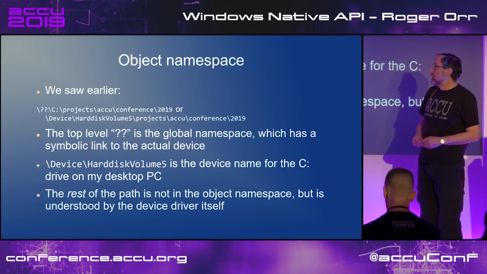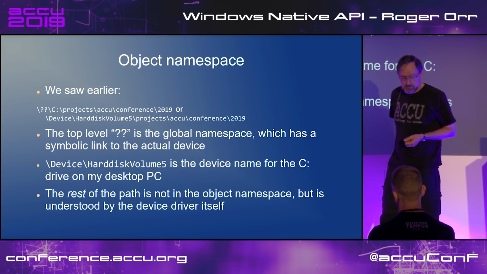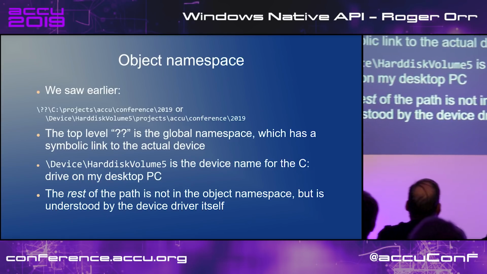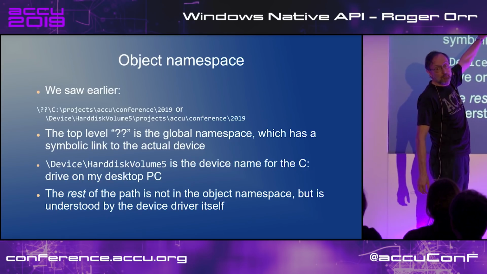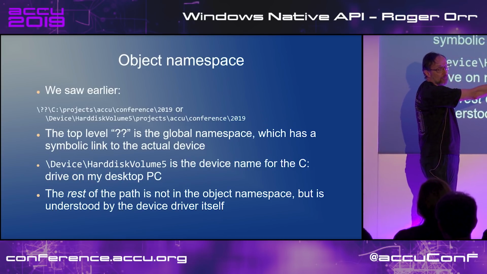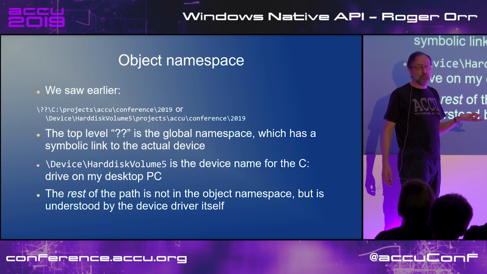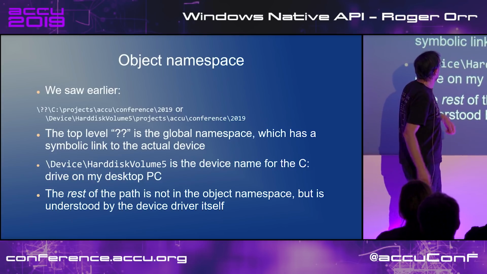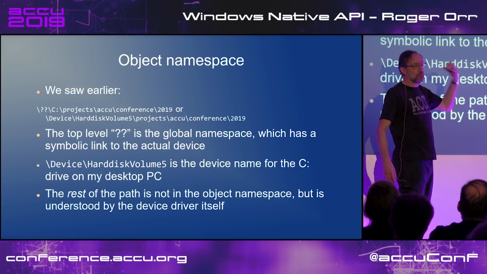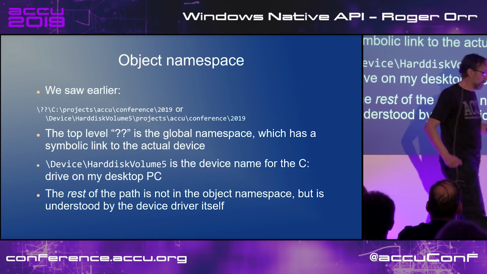So we saw earlier, backslash, question mark. And the top level one is this global namespace. What happens is it finds the entry in the WinObj namespace that matches as far as it needs to go. And then the rest of the path is passed off to, in that case, a file system driver. And so the file system driver you get then understands the project's ACCU conference 2019 bit. Or if it's a file system driver for the network, the redirector understands the rest of it.